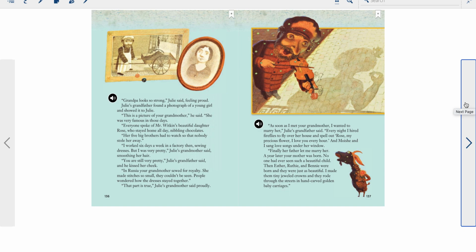"As soon as I met your grandmother, I wanted to marry her," Julie's grandfather said. "Every night I hired fireflies to fly over her house and spell out, 'Rose, my precious flower, I love you' every hour. And Moishi and I sang love songs under her window. Finally, her father let me marry her. A year later, your mother was born. No one had ever seen such a beautiful child. Then Esther, Ruthie, and Benny were born, and they were just as beautiful. I made them tiny jeweled crowns, and they rode through the streets in hand-carved golden baby carriages."